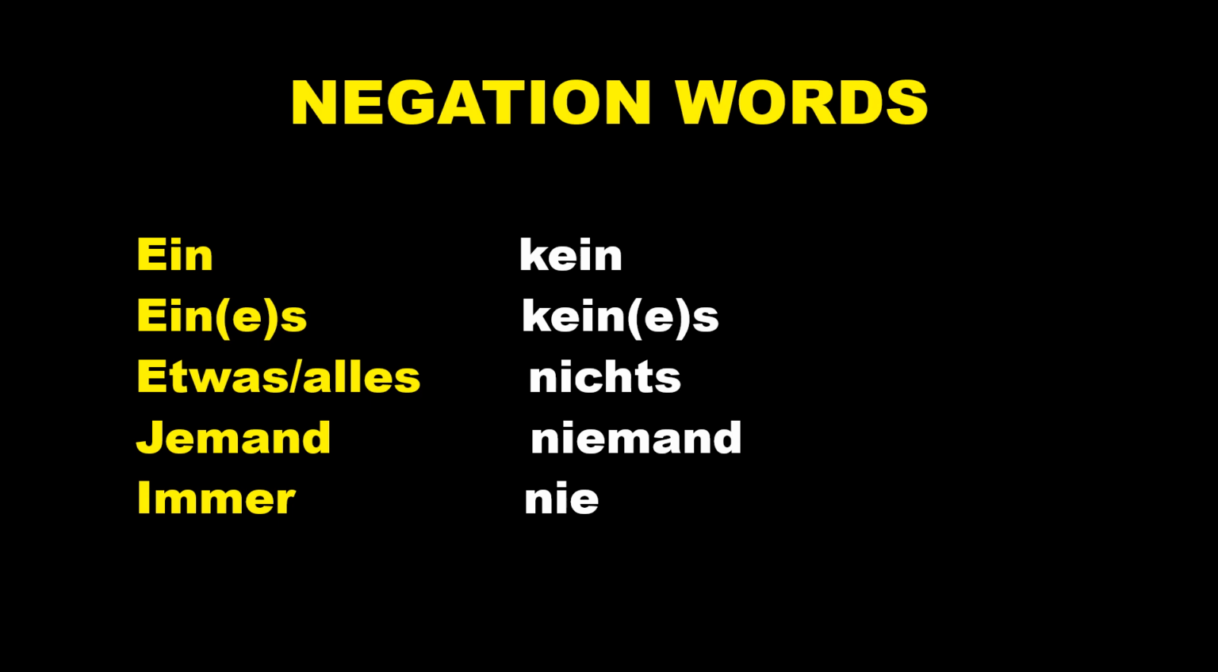Now, let's see a few more negation words in German. Ein, kein. Ein, eine, eins. Keine, keins. That is when we already know the noun. Etwas or alles, which means something or everything. The opposite will be nichts. The negative word for that will be nichts, nothing. Jemand, someone, anyone. Niemand, no one, nobody. Immer, always. Nie, never.